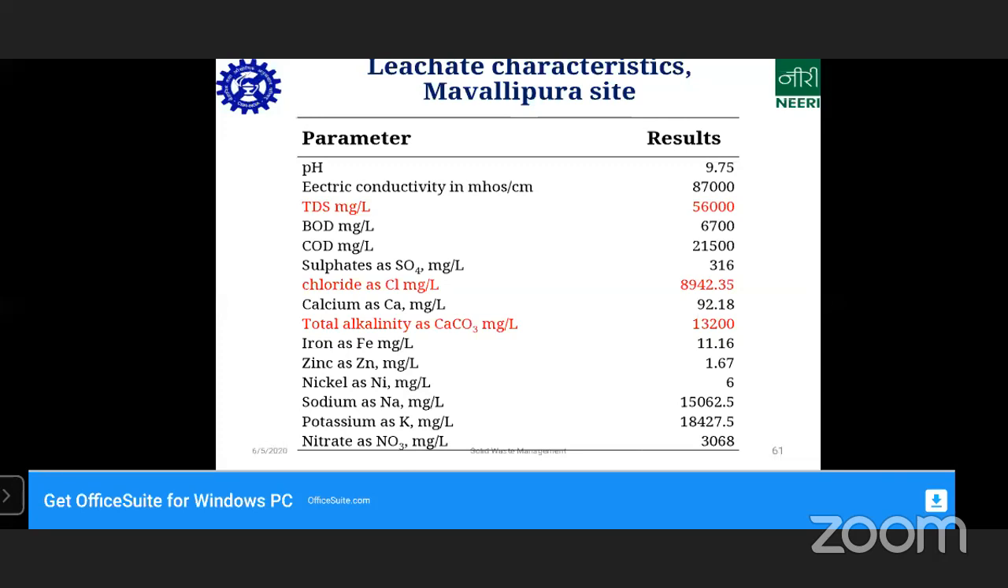Just to see the concentration, this is a typical site in Bangalore. So you can see the leachate concentrations. You can see the TDS, you can see the BOD, COD.